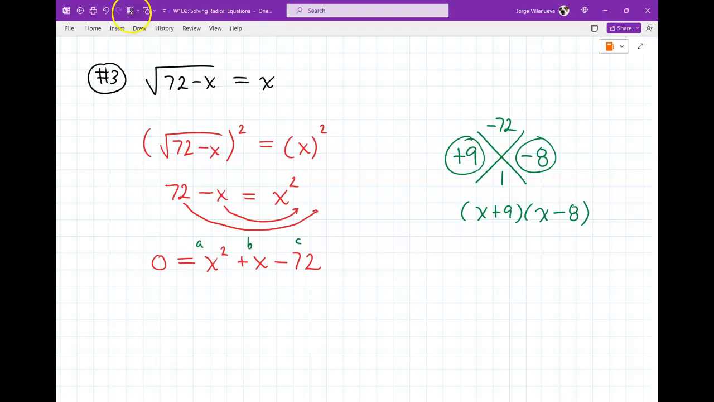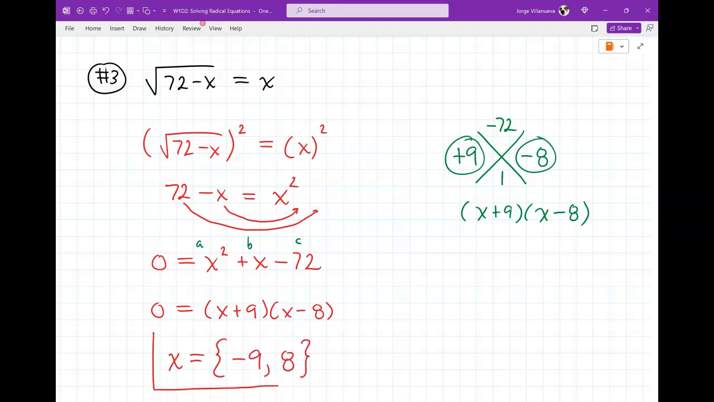So let me put that into my equation. 0 equals x plus 9, x minus 8. And if we can, let's just take a real quick shortcut here. Let's do this in our head. What are my two answers? All right, negative 9 and 8. Thank you. So there you go.